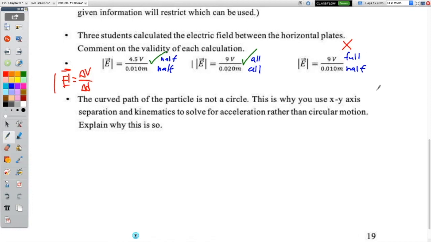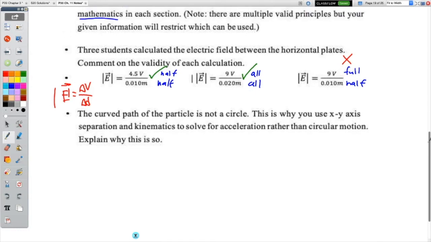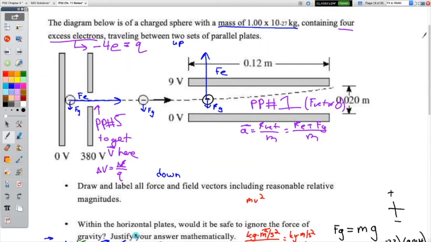Okay. Now it says here, the curved path of this particle is not a circle. This is why you use XY axis separation in kinematics to solve rather than circular motion. Why is this so? Now this might seem a bit weird, but we are going to get into cases where we do actually end up using circular motion when we go into chapter 12, okay? So it's important to right away lay out the foundations of why these are different. So why is this kinematics equations, right? And why do we separate it into XY axes instead of using circular motion?